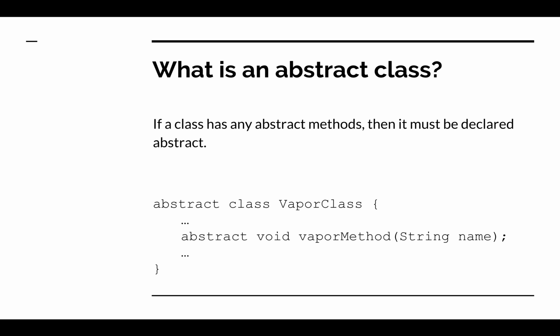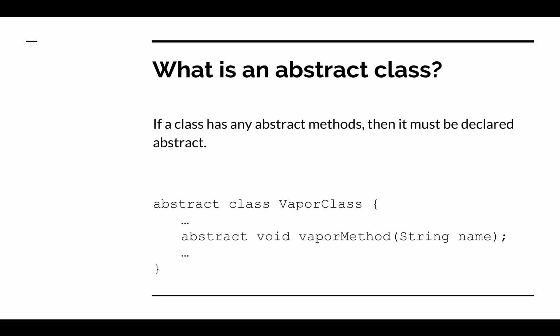What the heck is an abstract class then? If a class has any abstract methods, then it must be declared abstract. Simple. Abstract class vapor class, abstract void vapor method string name. If a class has any abstract methods, it has to be declared abstract. The class itself is abstract. So the shape class in my example would be an abstract class. Yes.